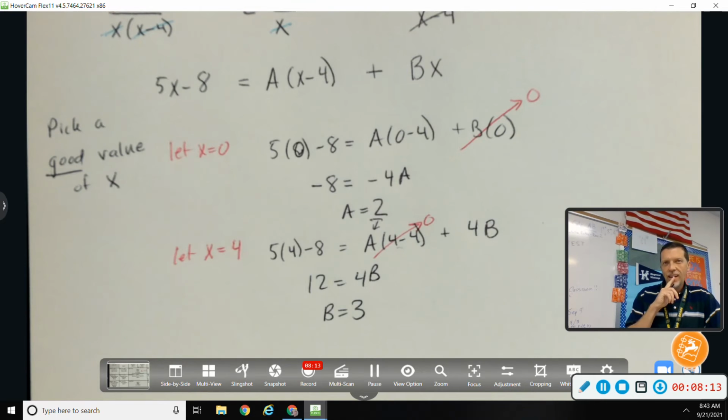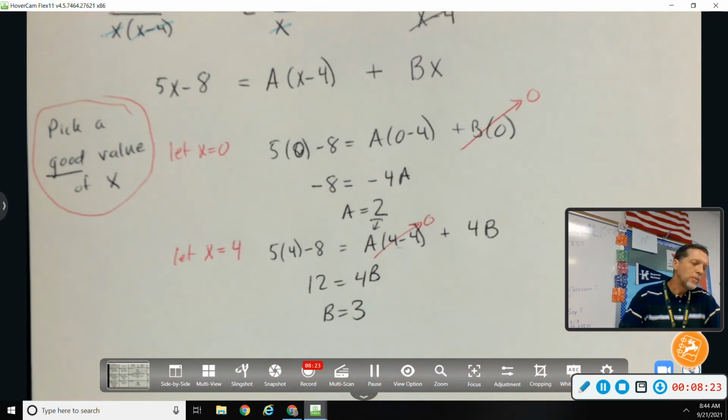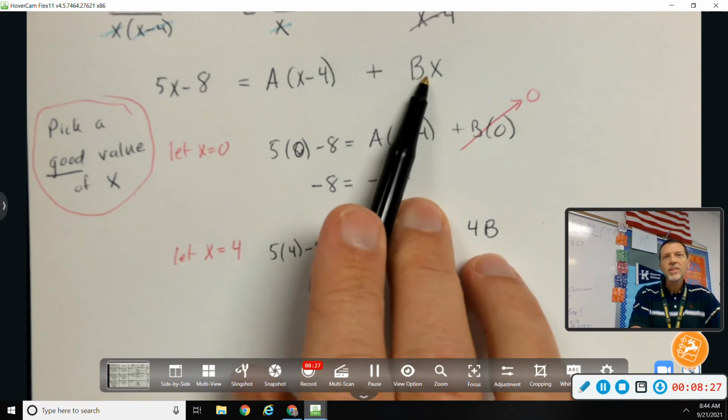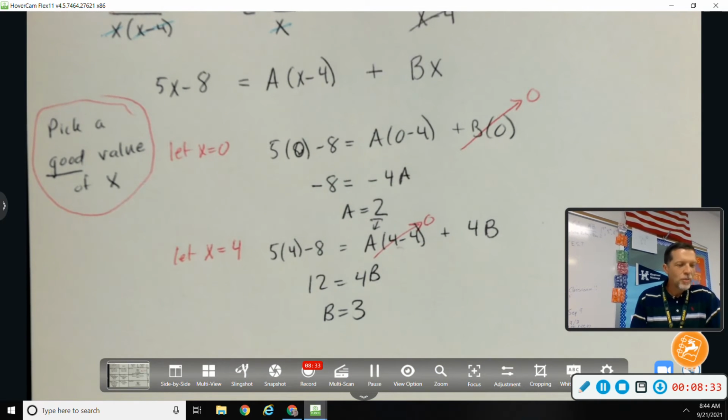Every time we do this, are we going to use an x that totally cancels out one of them? Yes. When we say pick a good value of x, that's what we mean. Pick a value of x that will wipe out one of the terms, because it just makes things easier. You can pick any value you want, but if you pick the right ones, it sure makes this easier.